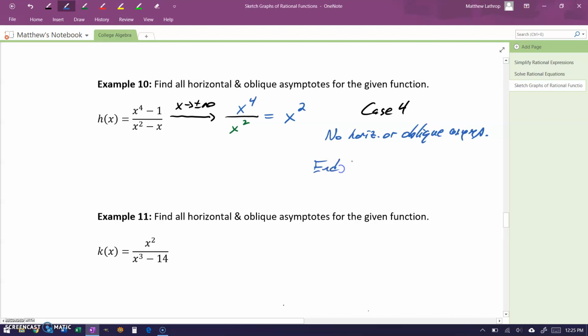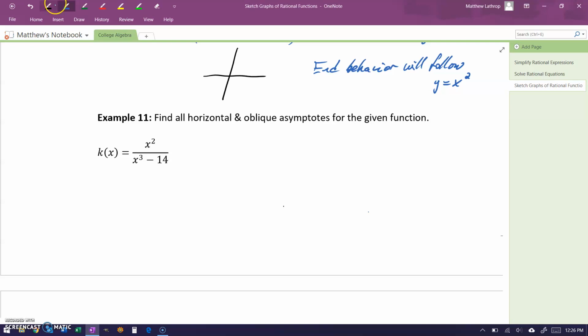Instead, the end behavior of this function will follow y equals x squared. Meaning right now we don't know a lot about what's happening in between, but at our extremes, as x approaches positive infinity, our function is going to be increasing. As x approaches negative infinity, our function is going to be increasing.